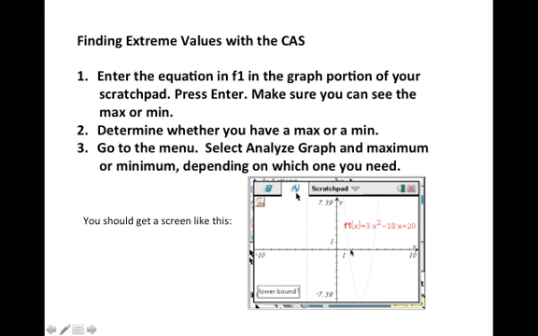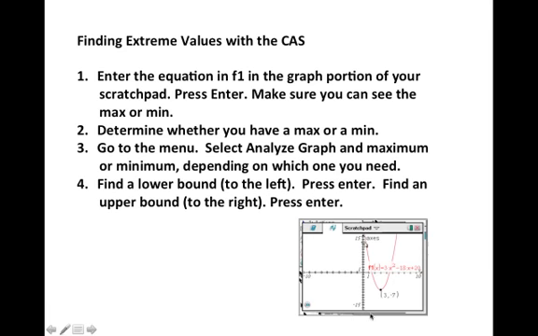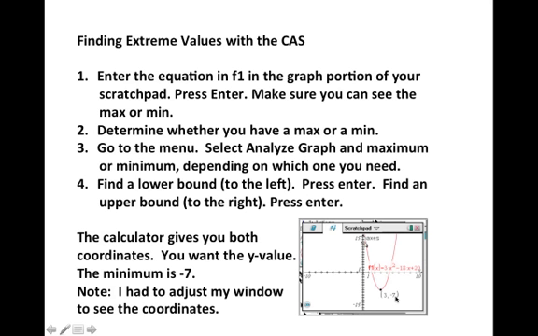Or I could come over here and pick a place closer to my minimum, but still to the left of it. And then it'll ask me for upper bound, and I'll move to the right of my minimum and press enter again. And then down here it's going to give me the coordinates of my vertex. I have to look at that and go, oh, okay, -7, that's my y value, that's the actual minimum. Okay, so the calculator gives you both coordinates. You want the y value, the minimum is -7.